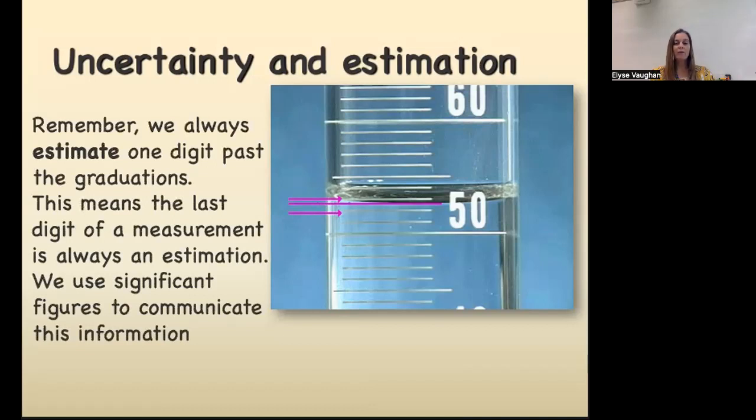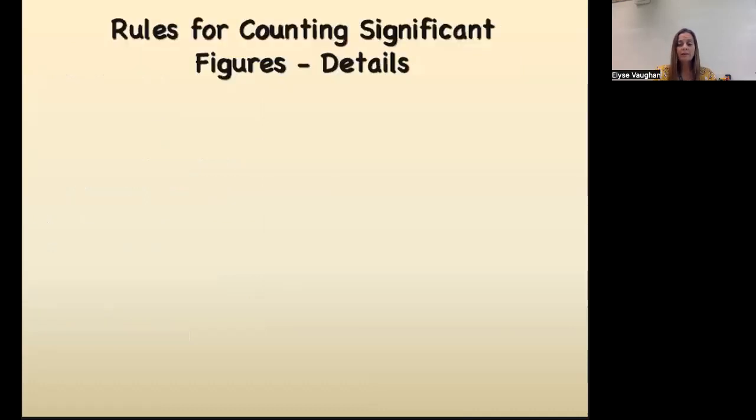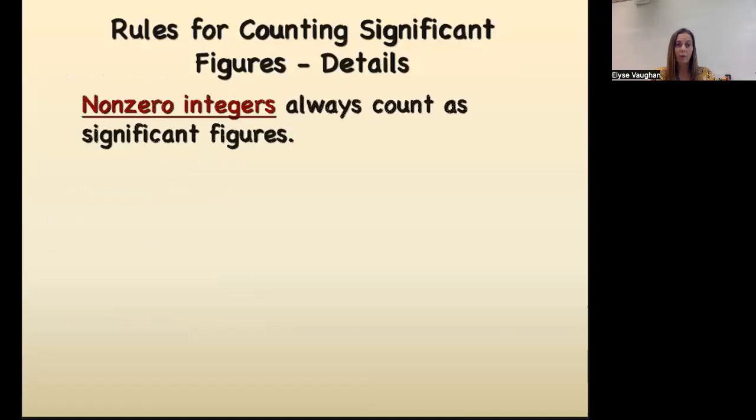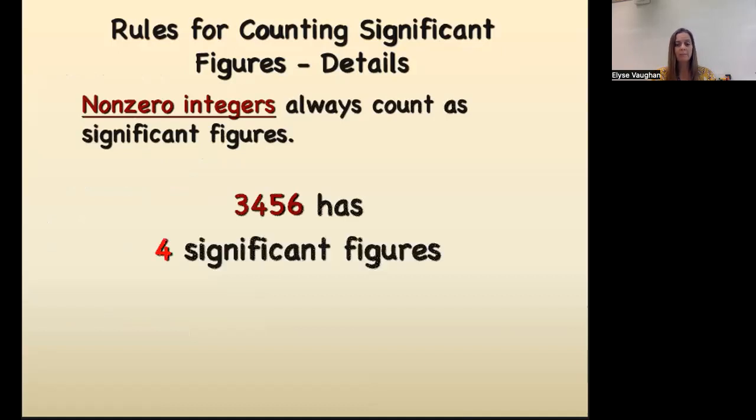So by using the same conventions every time, we don't have to use the plus and minus designation. By using significant figures, we communicate that information to our audience. So we have some rules for counting sig figs. When we're presented with a number, we're going to count the significant figures. The easy one is that a non-zero integer is always significant. So 3,456 has 4 sig figs.